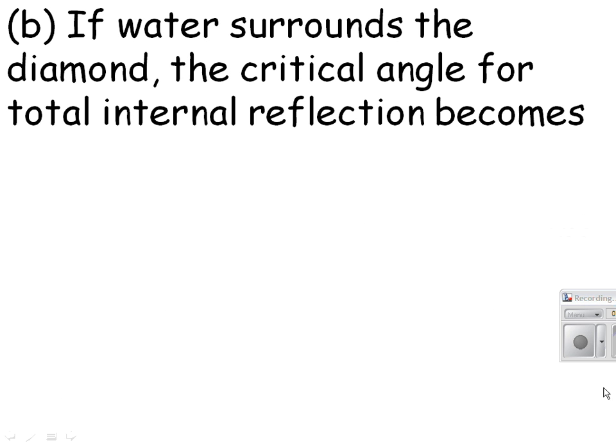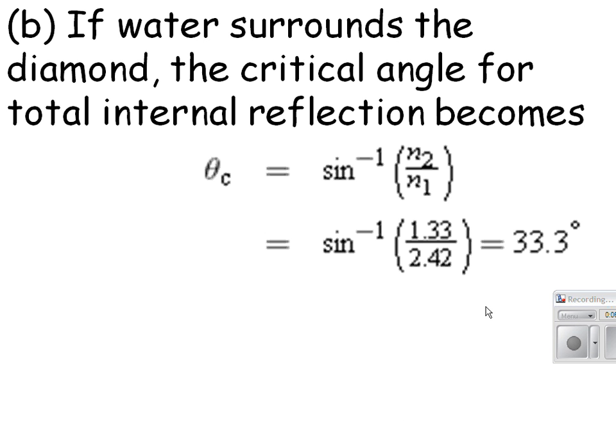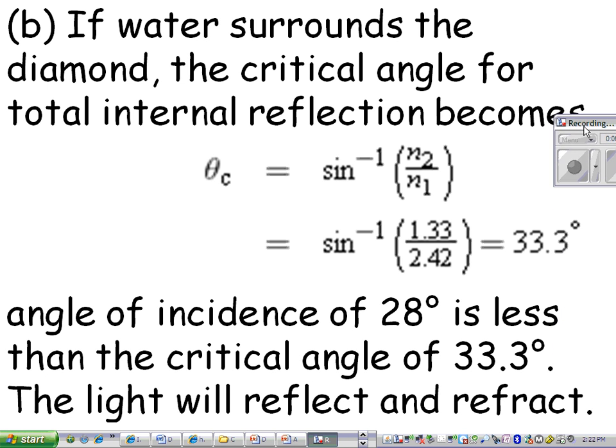Now for part B, if water surrounds the diamond, let's go ahead and use Snell's law again to find that critical angle. Remember, when you're doing the critical angle, you have to use sine of 90. Remember that second angle is 90 degrees. If you had a hard time before, what you do is theta 2 is 90 degrees. And you find this critical angle to be 33.3 degrees. So the angle of incidence of 28 degrees is less than the critical angle of 33.3 degrees, so the light will reflect and also refract through, and the light will go out into the water. So the key here is that you made theta 2 90 degrees.